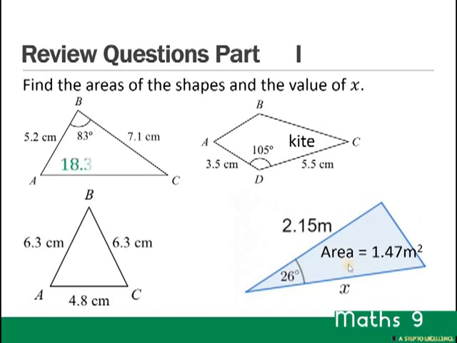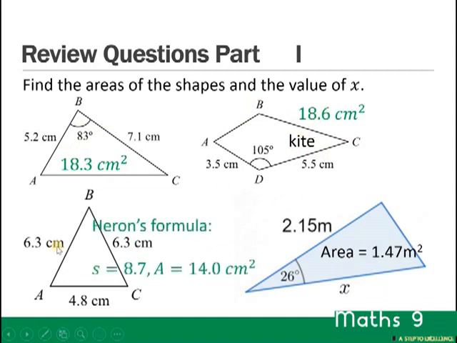Here are the answers. This triangle has an area of 18.3 centimetres squared. This one is 18.6 centimetres squared. This one uses Heron's formula, S equals 8.7 and area equals 14.0 centimetres squared, and x is 3.12 metres.